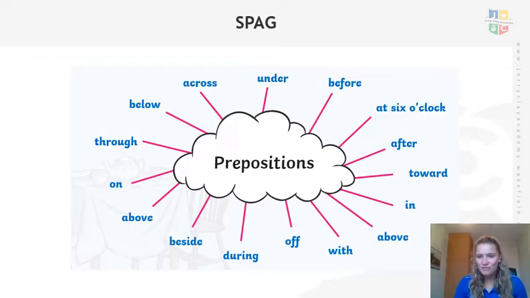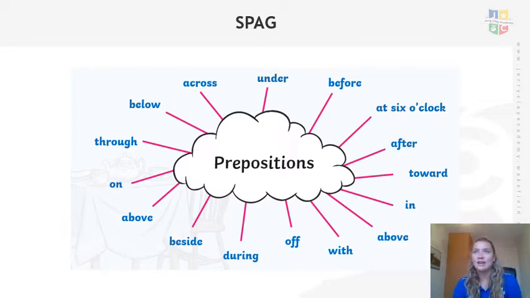Okay, so let's see if you've got some of the same ones that I've got. We've got across, so something could be across the room. Under, something under the table. Before, so it could be that somebody was standing before somebody in the line at 6 o'clock, so it's telling you the time. After, so it could be after reading the newspaper, Sam watched television. Towards, so it could be the child was moving towards his bicycle.